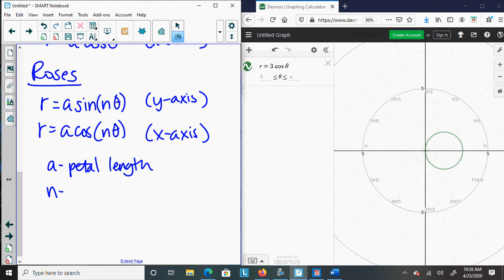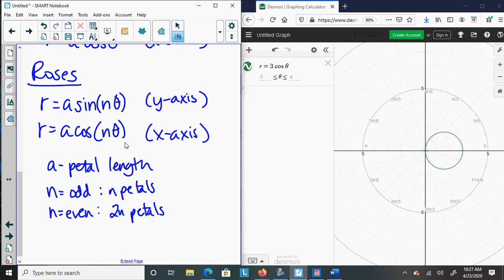and the N is the number of petals, but it differentiates if the N is even or odd. So if the N is odd, there are N petals. If the N is even, there are 2N petals. And I'll show you what that means more when I graph one real quick. So let's see. I graph this one. Let's see what I get.